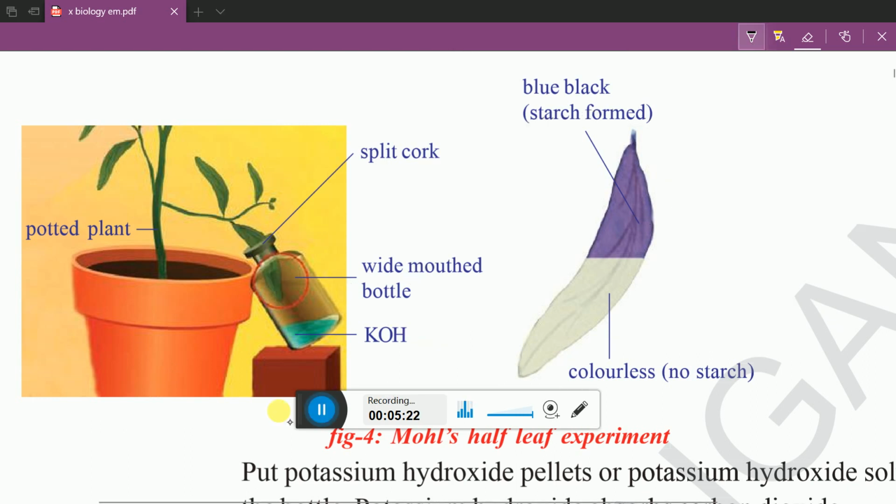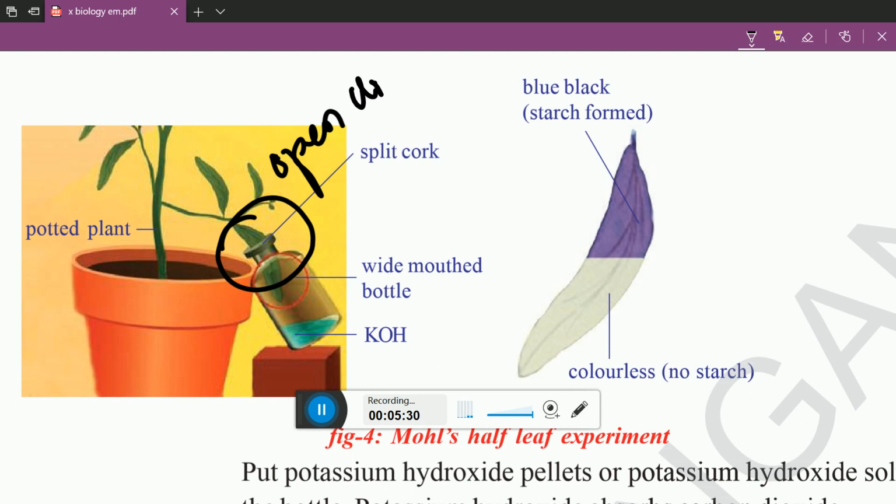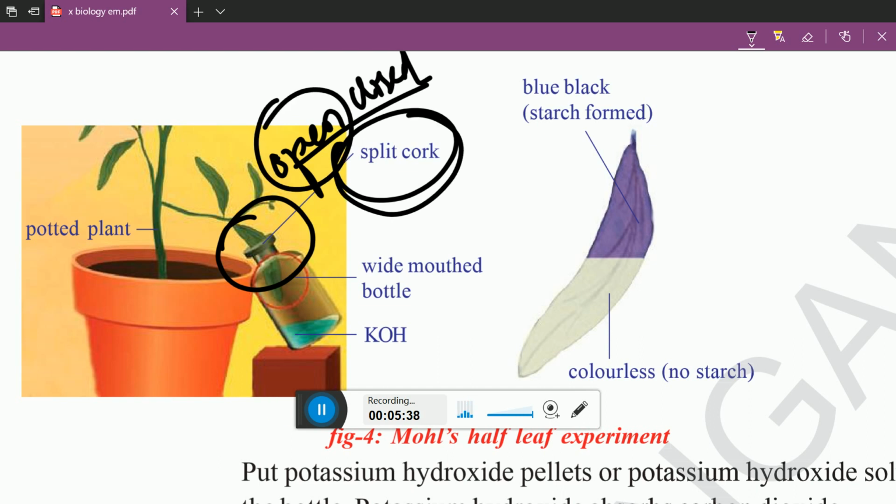After inserting that, we need to check whether this area is open or closed. That is the split cork. We need to ensure that if there are any openings, we add some grease in that region.